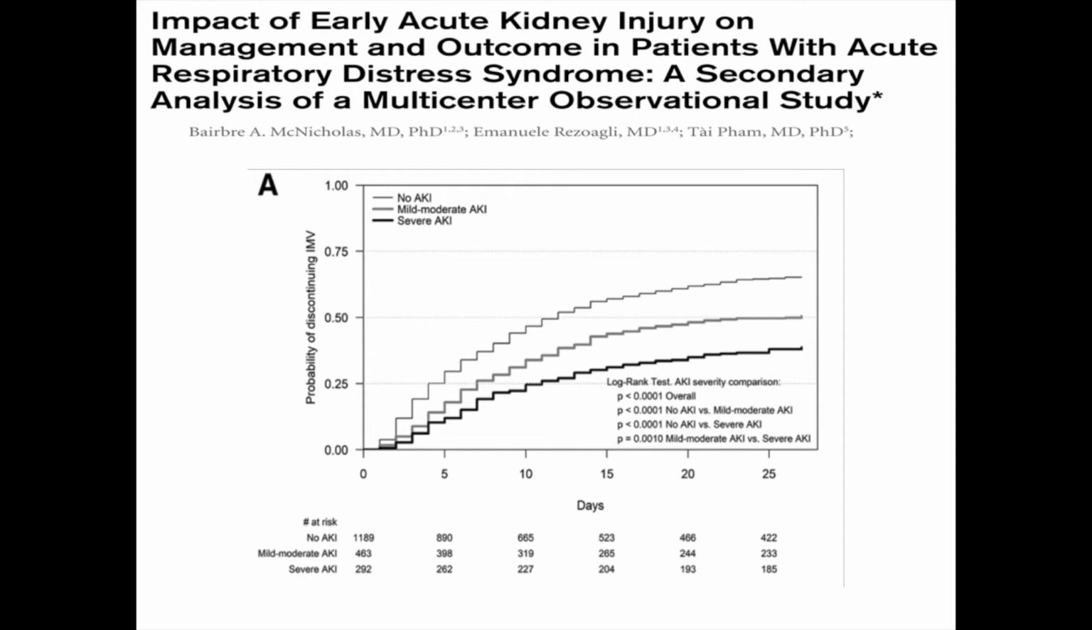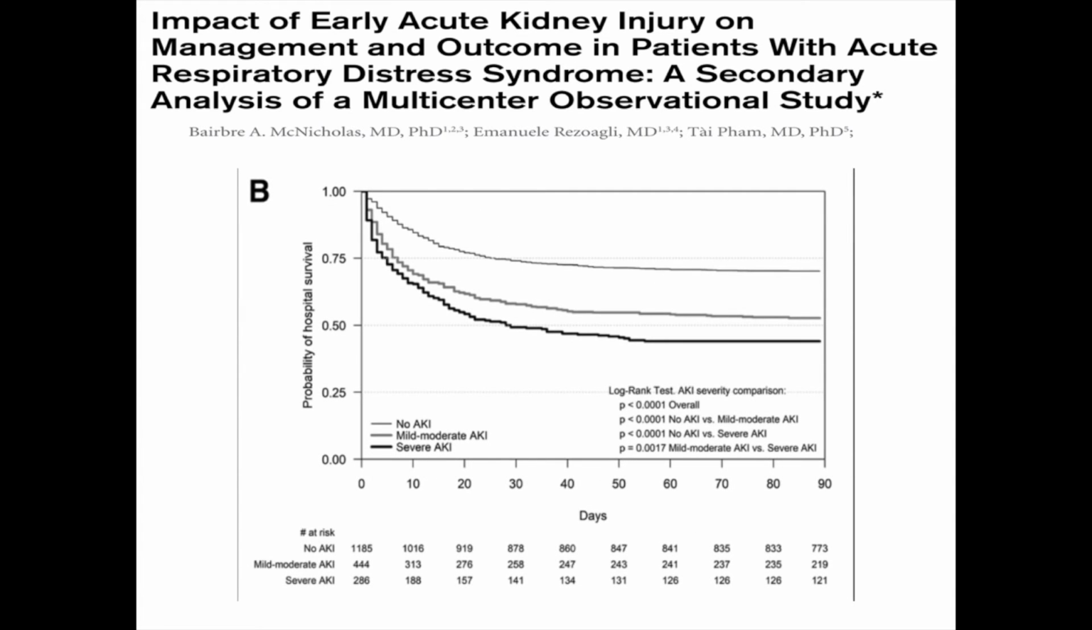Now, here we look at the impact of acute kidney injury. Here the patients were divided into three groups: no AKI, mild to moderate AKI, and severe AKI. Here we can see that the probability of discontinuation of invasive mechanical ventilation was lower with severe AKI and in mild to moderate AKI compared to no AKI. Similar findings were seen with mortality. Here we see the chance of mortality is more if you are having severe AKI with ARDS.